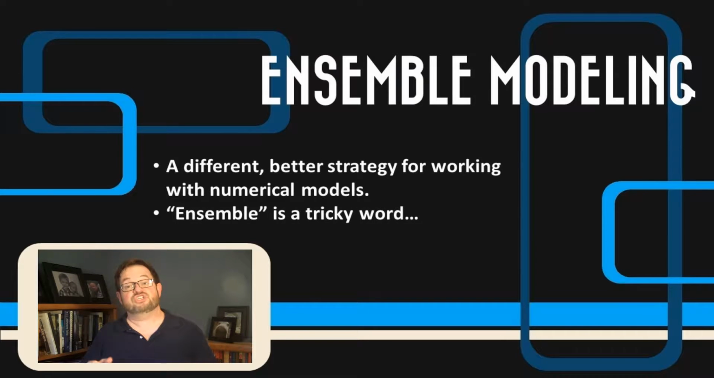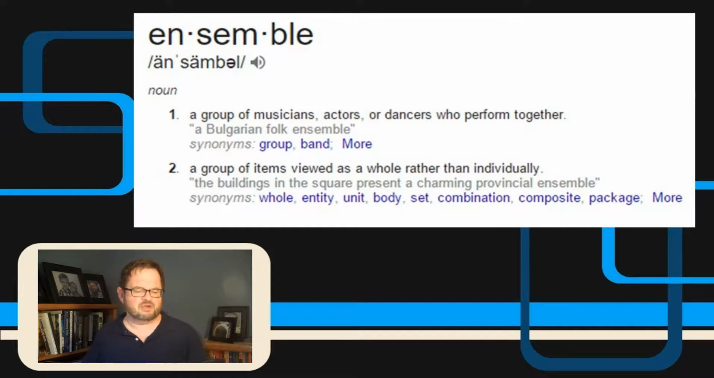A much better strategy is what we call ensemble modeling. Ensemble's a tricky word. Let me just put a definition up here. I like this second one about it being a group of items viewed as a whole rather than individually. We're going to work with an ensemble of models. Not just one model, but lots of models. Actually, that first part is not a bad definition either: a group of musicians, actors, or dancers performing together. In this case, it's going to be a group of models performing together.